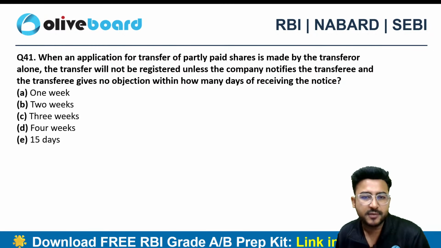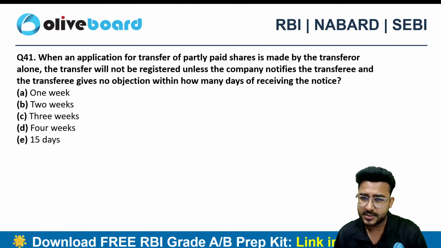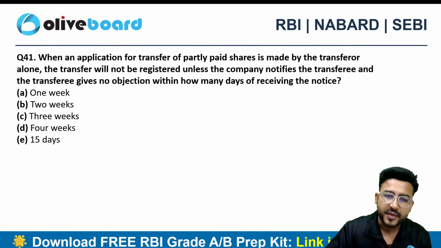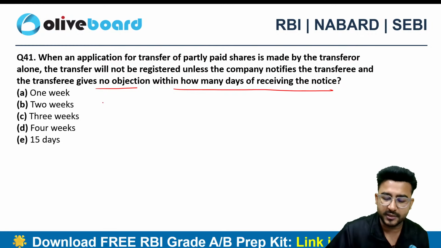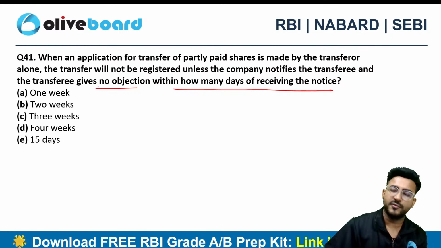When an application for transfer of partly paid up shares is made by the transferor alone, the transfer will not be registered unless the company notifies the transferee and the transferee gives no objection within how many days of receiving the notice. Now this is from the deep area of the provision, right?